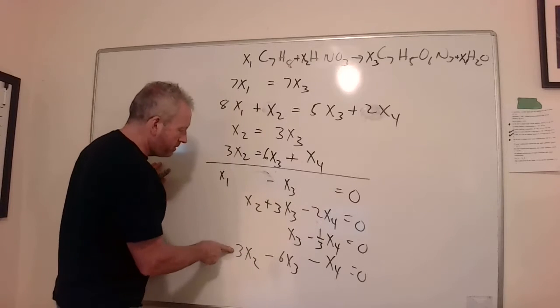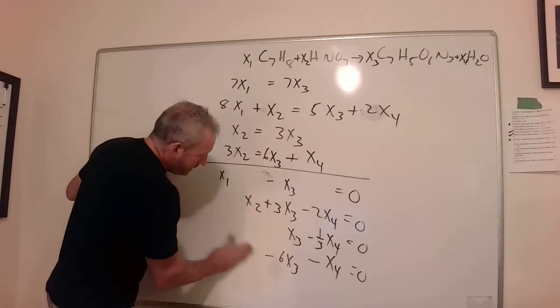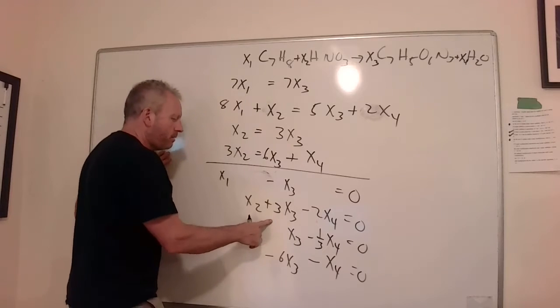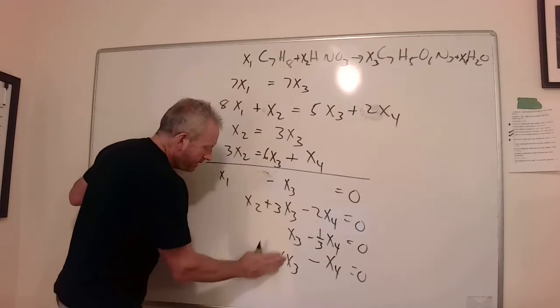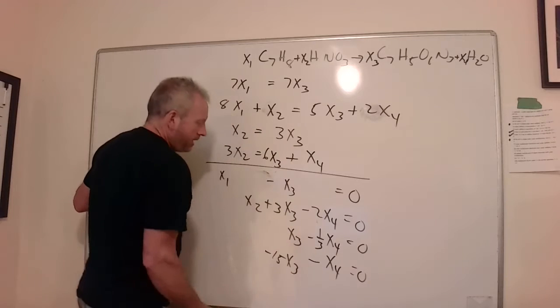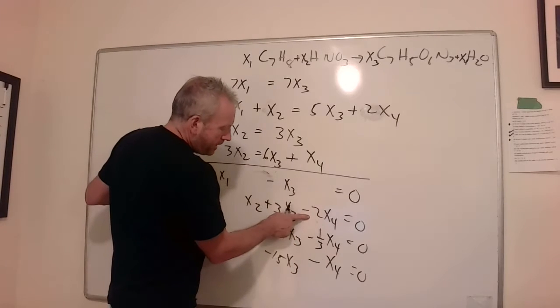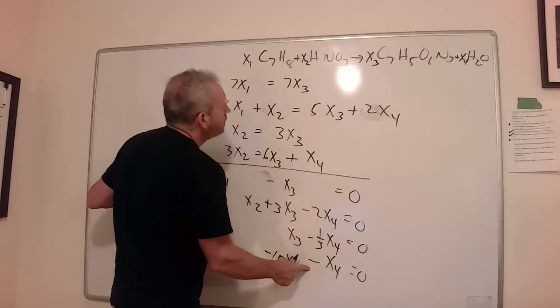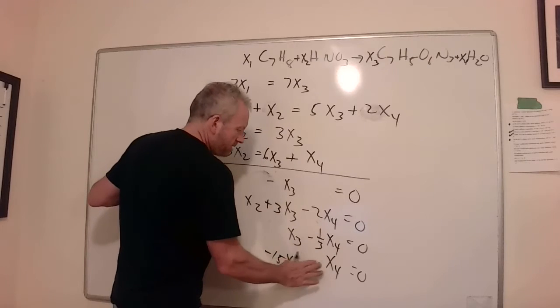3 times that equation. So this minus 3 times that equation. That'll be gone. I'm going to subtract 3 times this equation. So negative 6 minus 9. That'll be a negative 15. And I'm going to subtract 3 of these. So that means I'm going to add 6. So negative 1 plus 6 is plus 5.